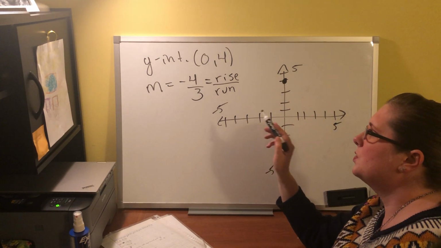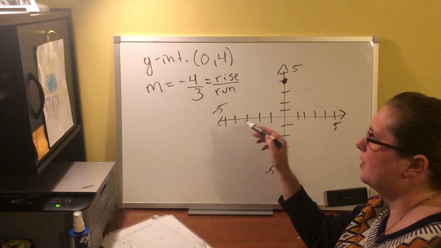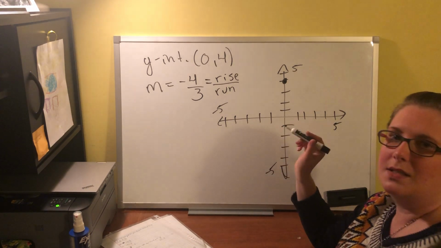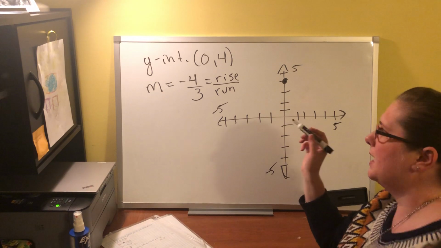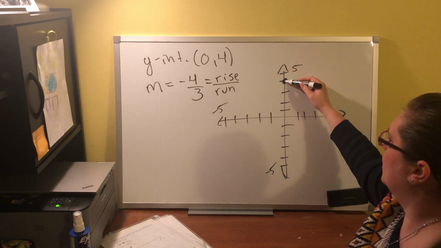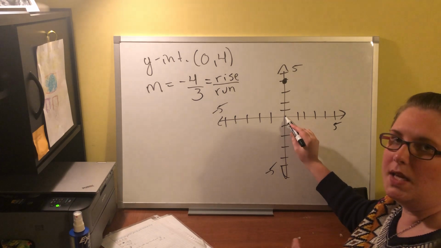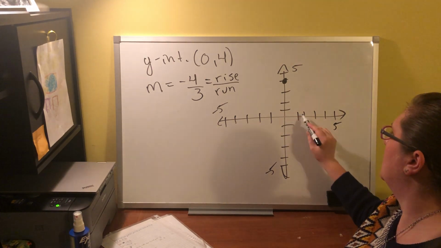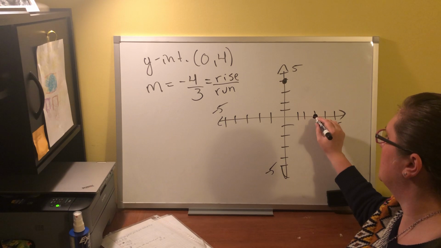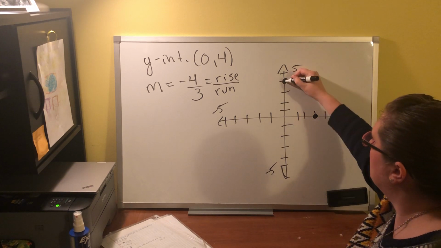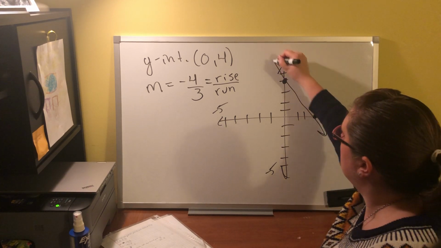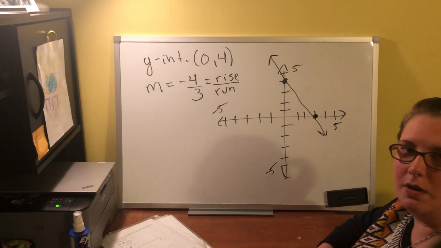Now we're going to use our slope as -4/3. So our rise this time is negative, right? It's a -4. So that means we're going to go down 4. 1, 2, 3, 4. And we're running, that's a +3, right? So 1, 2, 3, running to the right. There is our second point for our graph. Once again, connect the lines, extend your arrows, okay?